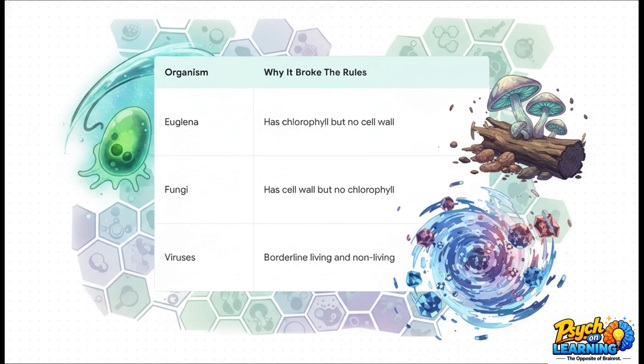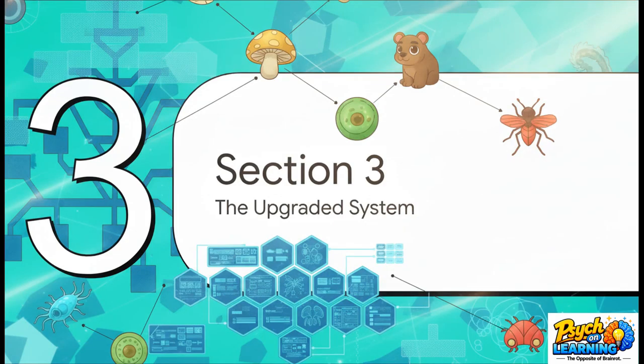Then we have fungi, like the mushrooms growing in a forest. They have a plant-like cell wall, but they lack chlorophyll, so they can't make their own food. And finally, viruses. They don't even have normal cell structures. They hover right on the borderline between living and non-living. Because of these crazy rule breakers, the old two-kingdom system just wasn't good enough anymore. Which brings us to Section 3, the upgraded system.